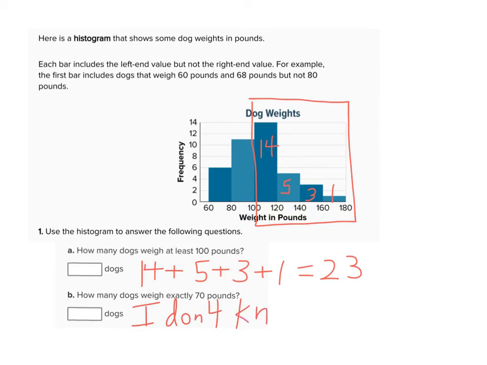I cannot say. A histogram is not a good tool for telling me about exact weights, because what I've done is I've put dogs into these bars that are between 60 and 80 and 81 and 100 and so on. So trying to answer this question is not doable with a histogram. All right, let me erase what I have here and talk about the next two questions.